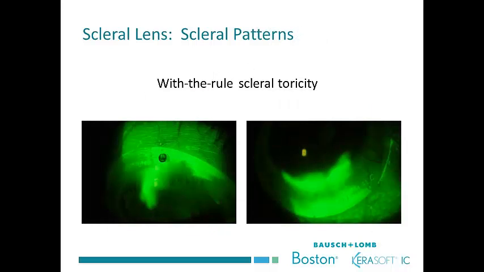And lastly, there's scleral patterns. If you have excessive edge lift in one area, I tend to look exactly opposite. And here you can see a with-the-rule scleral toricity, where you have fluorescein coming in from the top, fluorescein coming in from the bottom. But you can see it's pretty well aligned here and here, here and here.